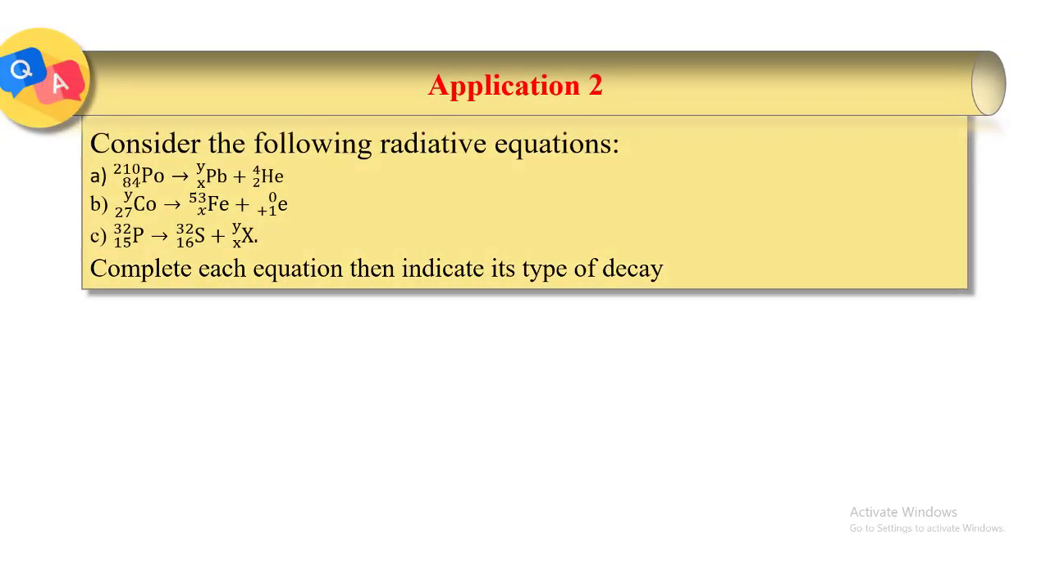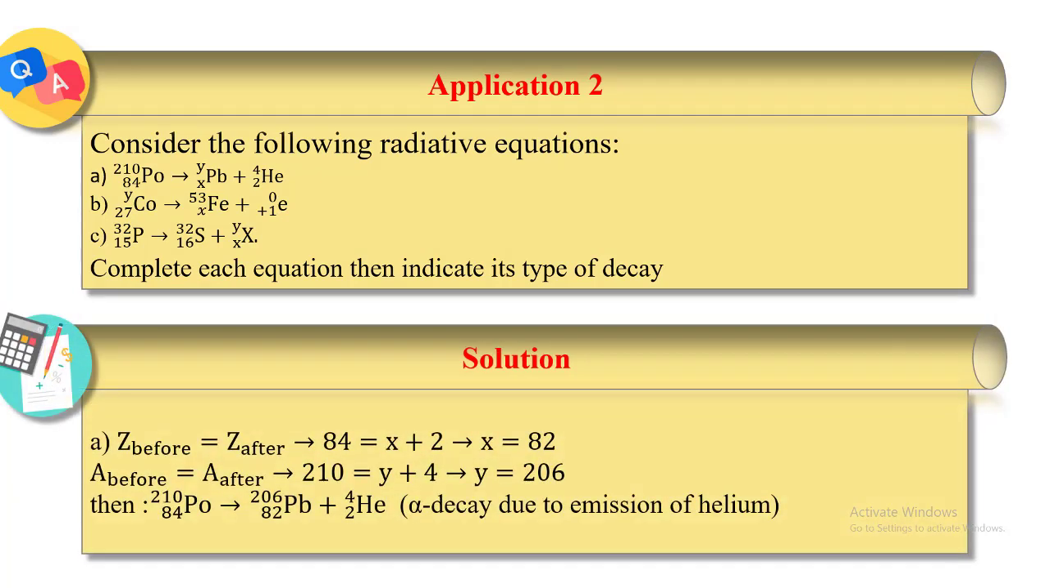We have different radioactive equations as shown here. We have to complete the equation and indicate the type of each decay. We apply Soddy's law to find the missing Z and A. We apply the law of conservation of atomic number and the law of conservation of mass number.